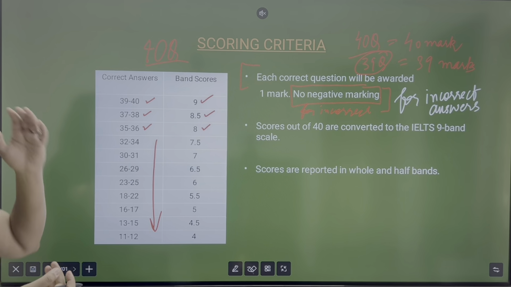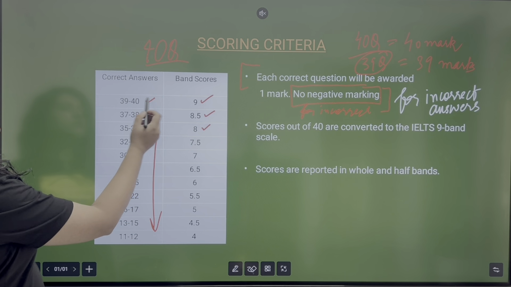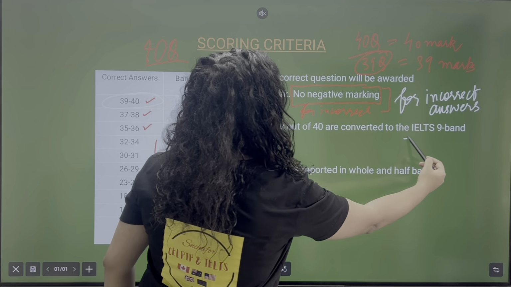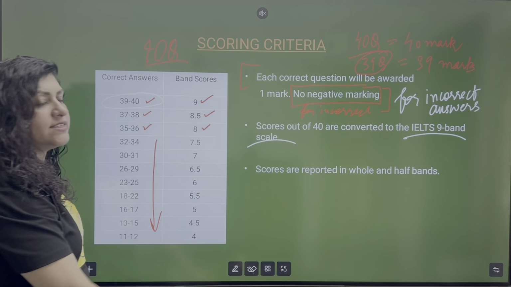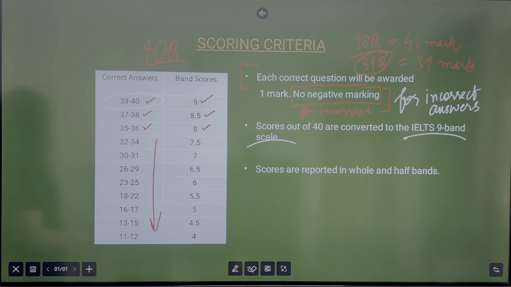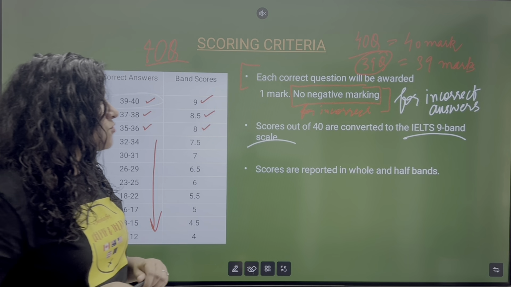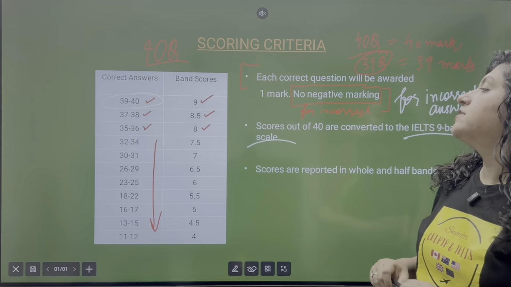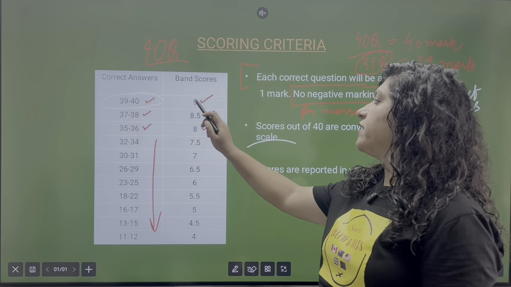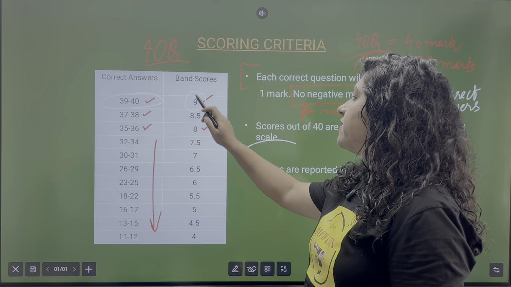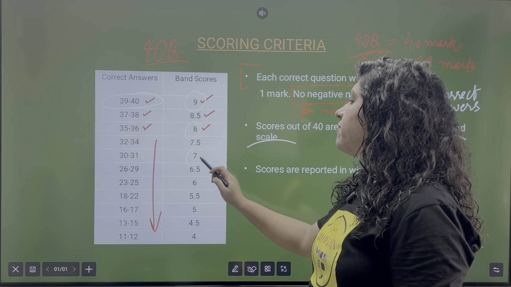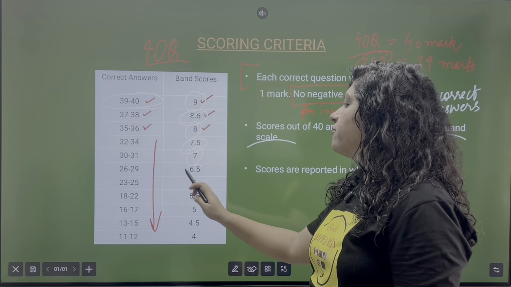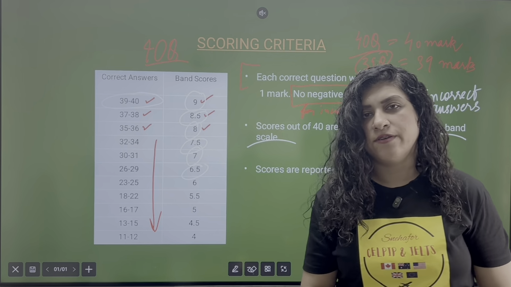All right, then as we saw, the scores out of 40 are eventually converted to your IELTS band scale. Scores are reported in whole and half bands. This is very clear: you have scores like 9, 8, 7, and you also have scores in half bands like 8.5, 7.5, 6.5, and so on.